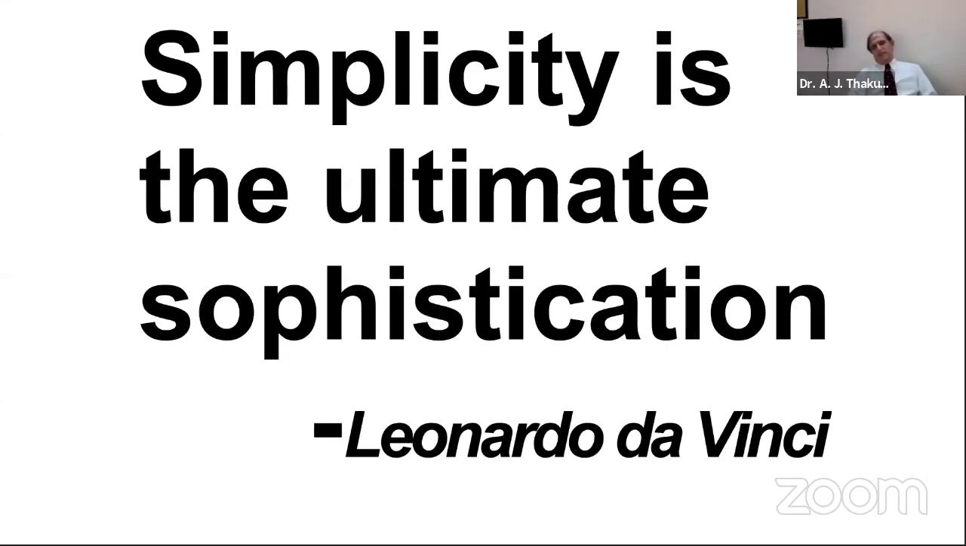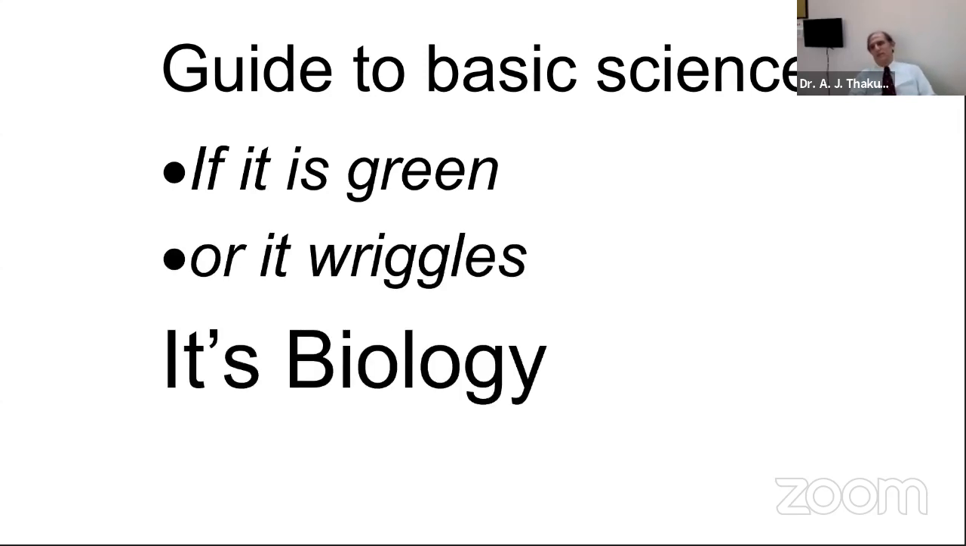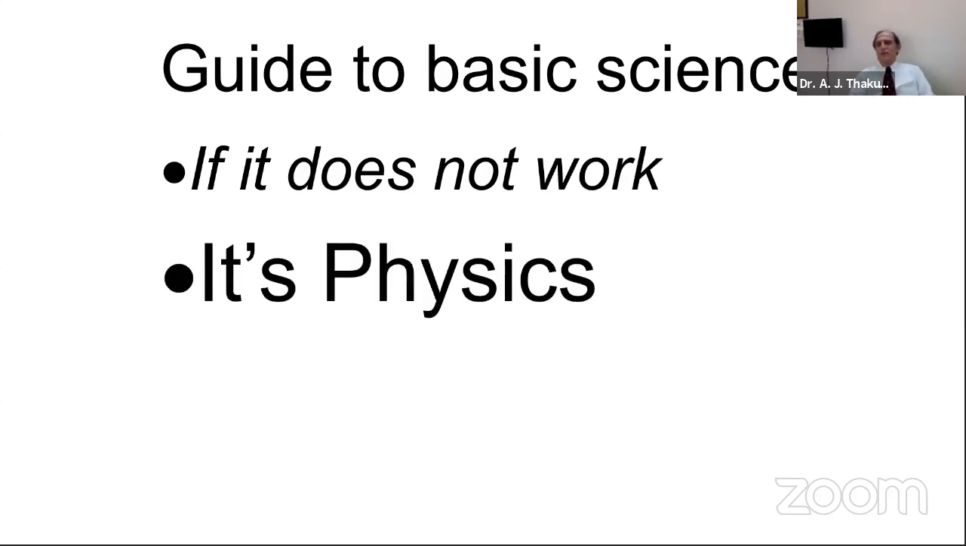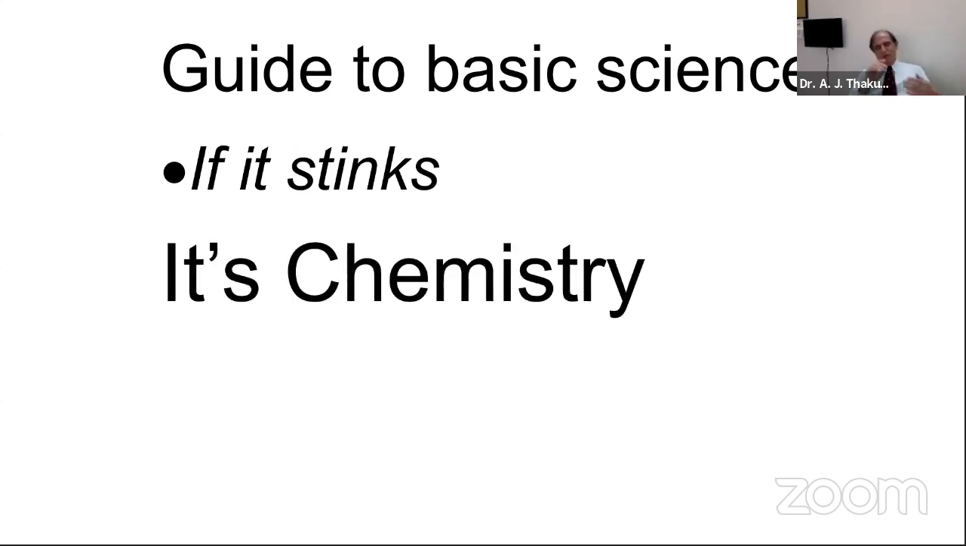Simplicity is the ultimate sophistication, so says Leonardo da Vinci. People think, what interesting thing can you do with just text? I can send you some examples. Nothing fancy, just lettering in a different style. If it is green, if it wriggles, it's biology. If it does not work, it's physics. If it stings, it is chemistry.